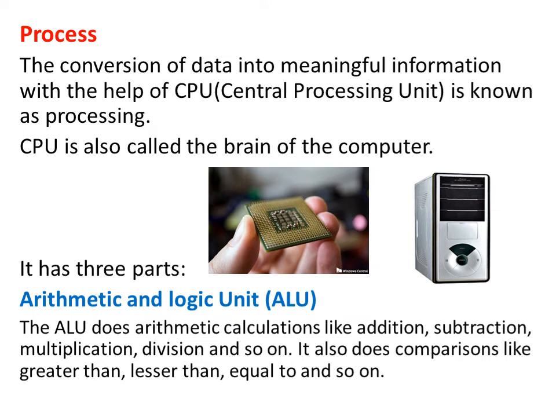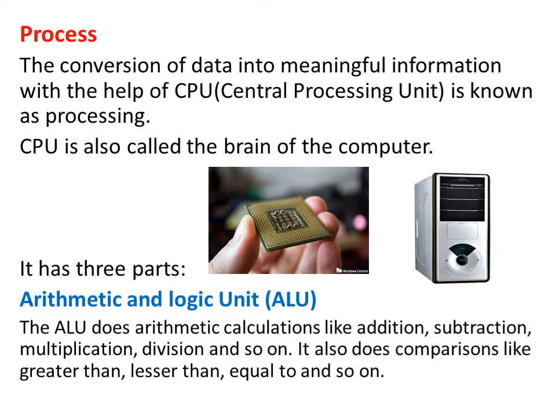Children, now let us go to the second cycle. How does a computer work? It is process. The conversion of data into meaningful information with the help of CPU is known as processing. So whatever data we are giving to the computer, the process part is making it meaningful, with some meaning to that information, and this is called processing. Now how does it work? With the help of CPU.